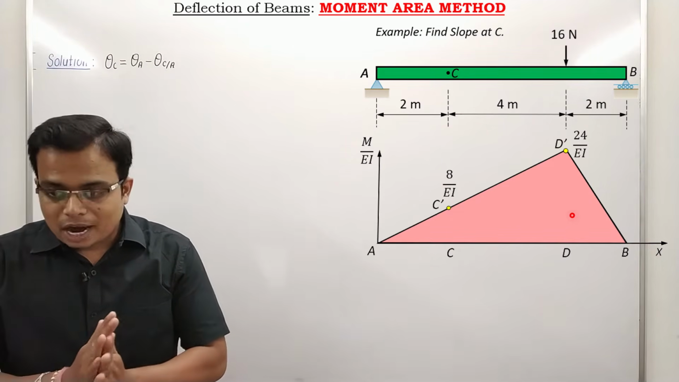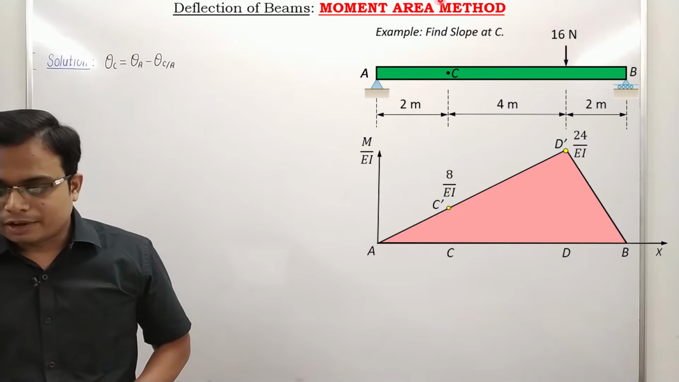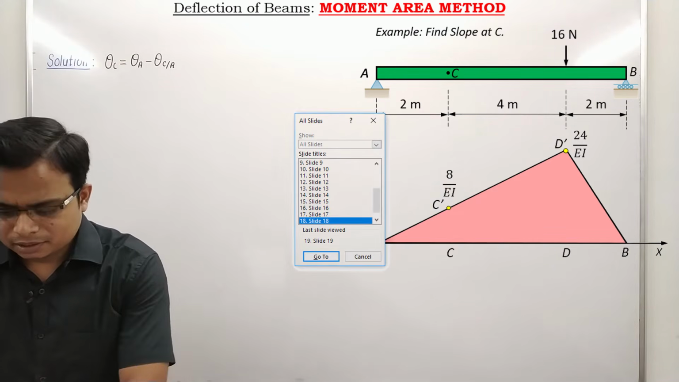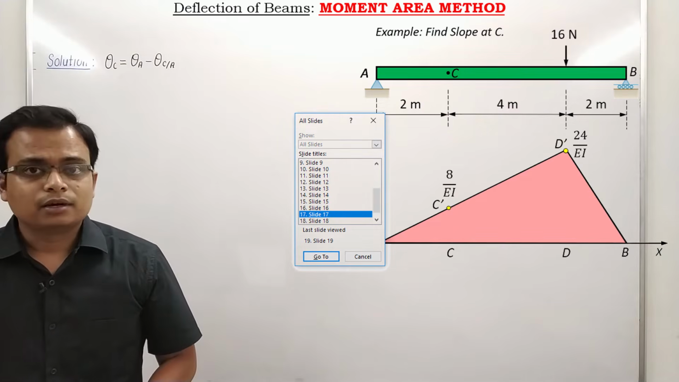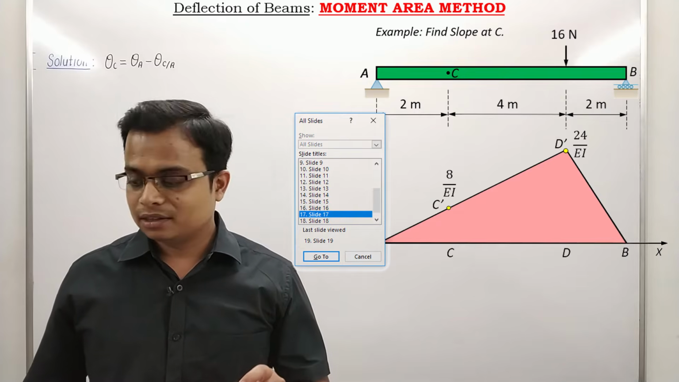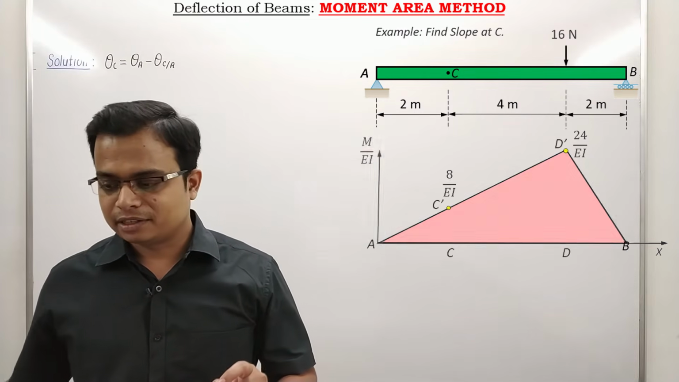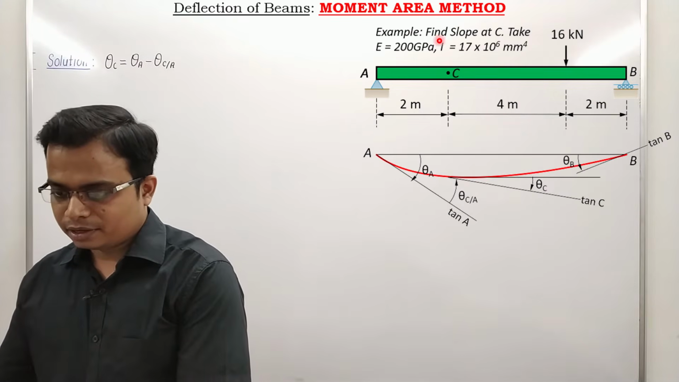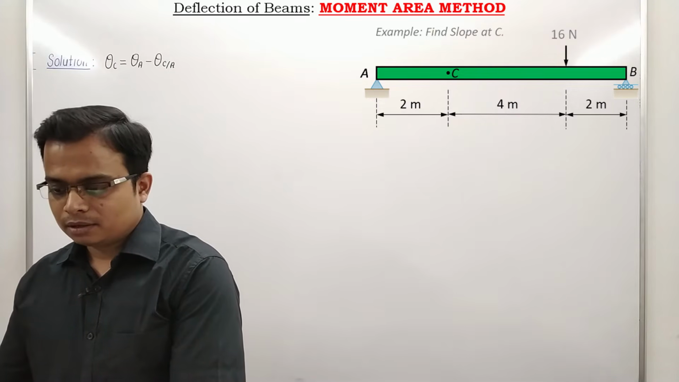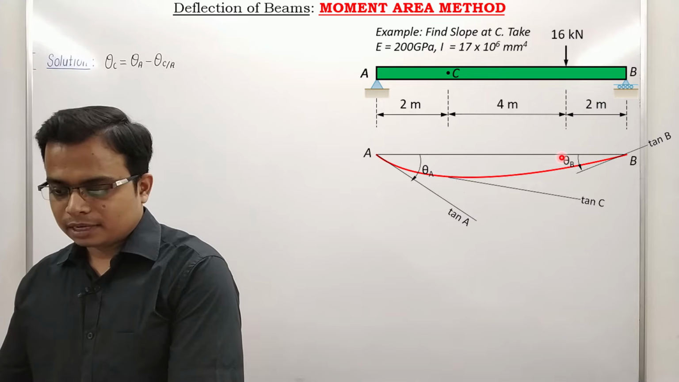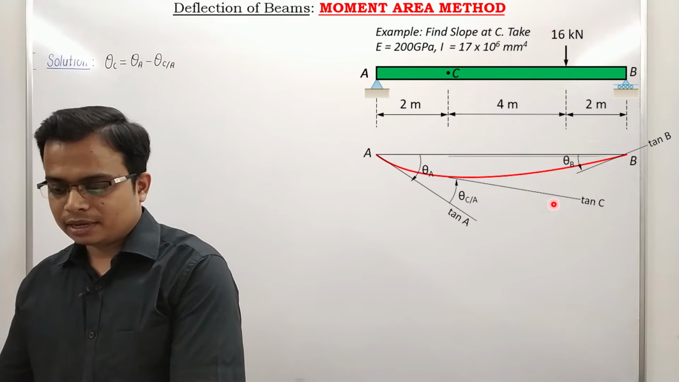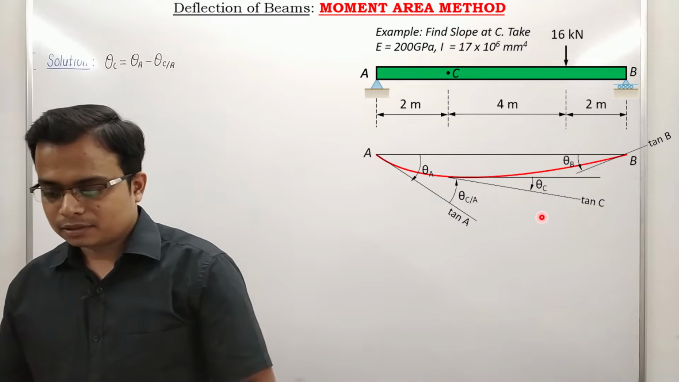I forgot to mention the values of Young's modulus as well as moment of inertia. Don't worry, we can access it from this slide also. We have it here, not to worry. Let's do this again. Let's go back. So these were all the tangents. Tangent at C, theta C to A, and this was theta C.